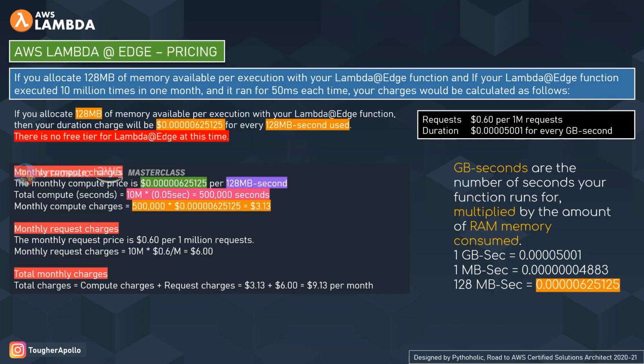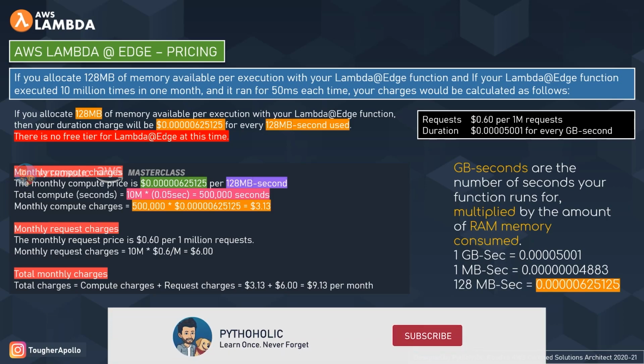Okay, so that comes around $3.13. And the monthly request charges, if you see, are $0.60 per 1 million requests. As it has run 10 million times in 1 month, you just multiply 10 million into 0.6. That turns out to be $6. So now the total monthly charges will be monthly compute charges plus monthly request charges. So that comes around $3.13 plus $6, that is $9.13 per month.